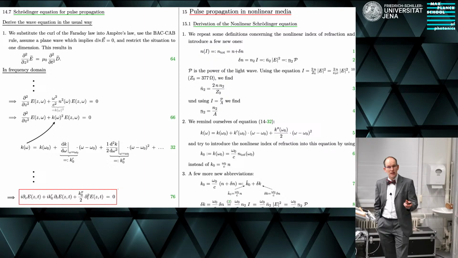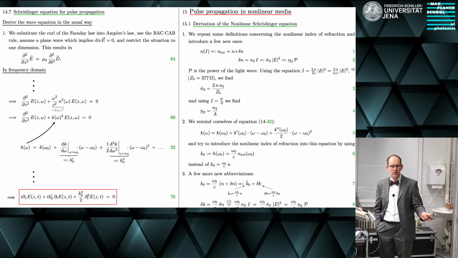I said that for the derivation of the nonlinear Schrödinger equation, we would take exactly the same steps as for the derivation of the Schrödinger equation for the linear case. And here you see immediately the difference. I think we can start right away here. What we do now is that we include, of course, the nonlinear index of refraction. So we write it as n plus this delta n, and this delta n depends, of course, on the intensity.